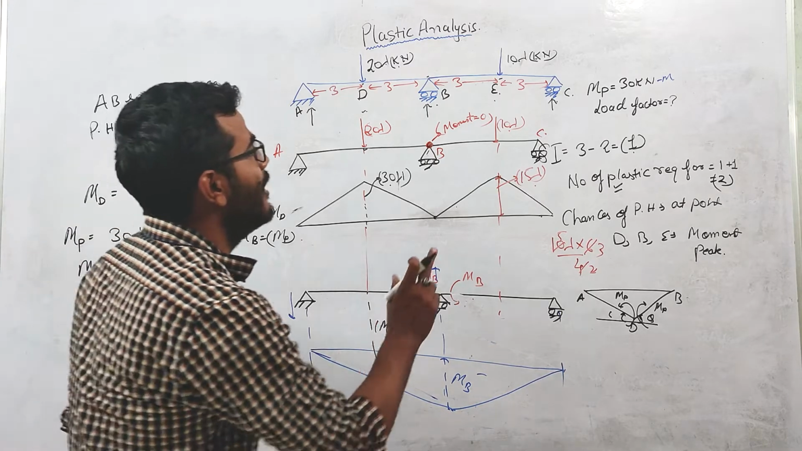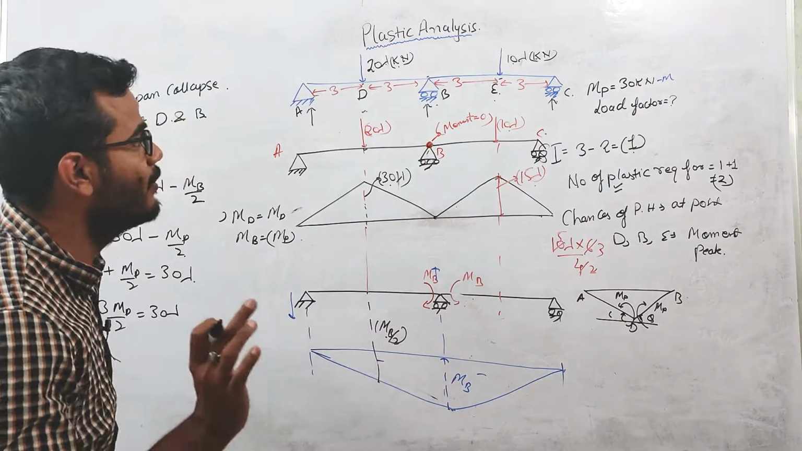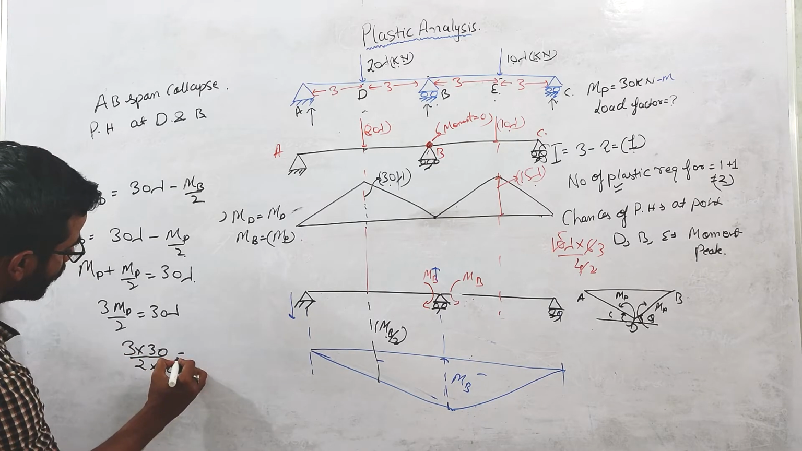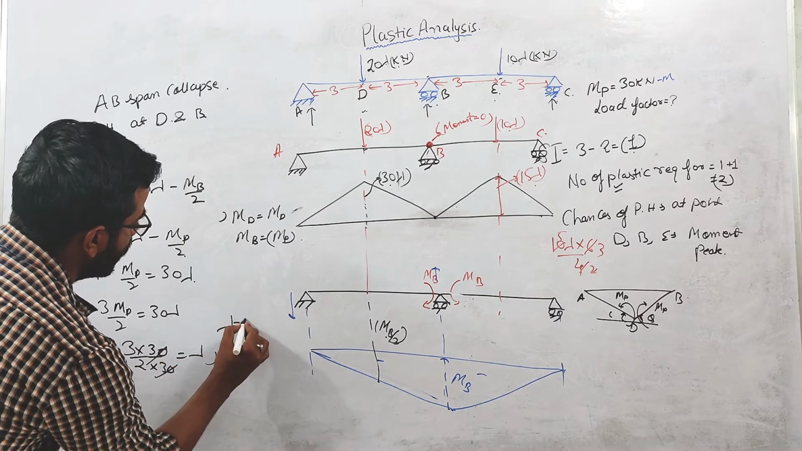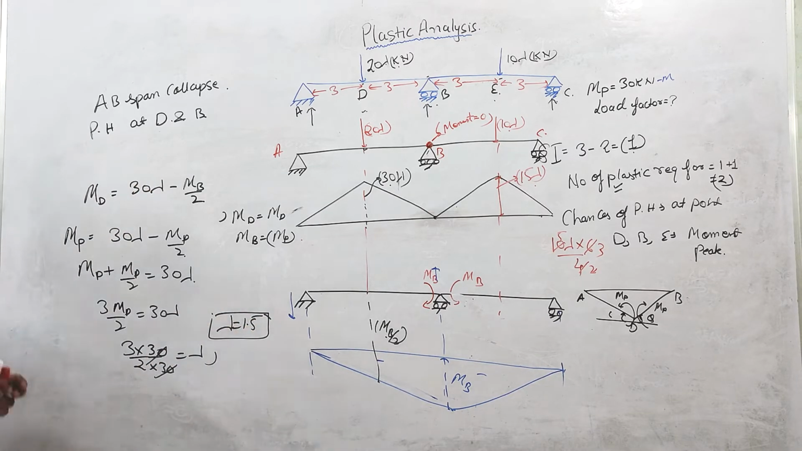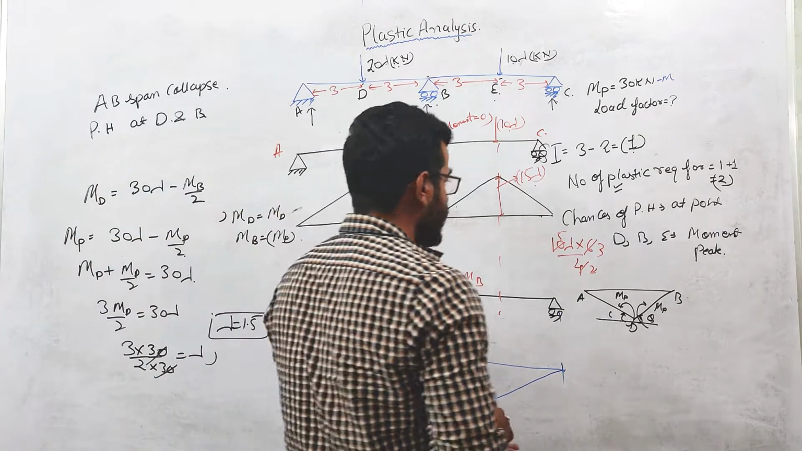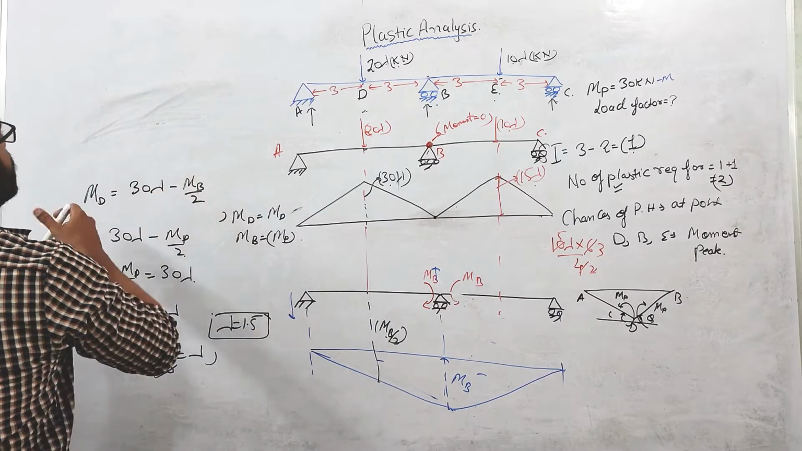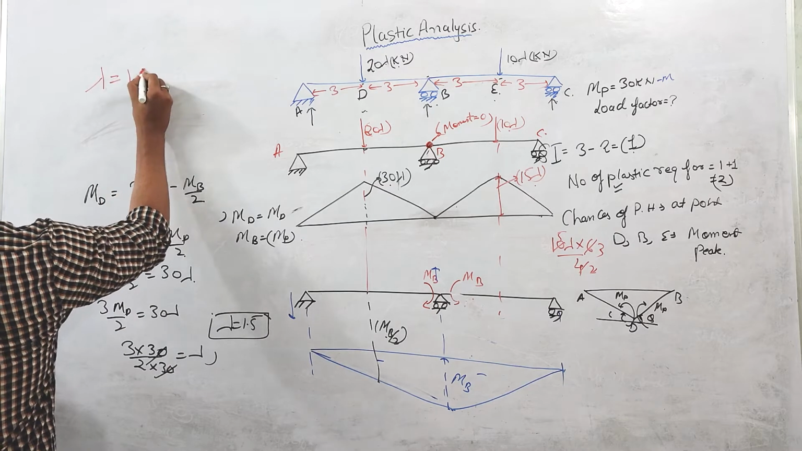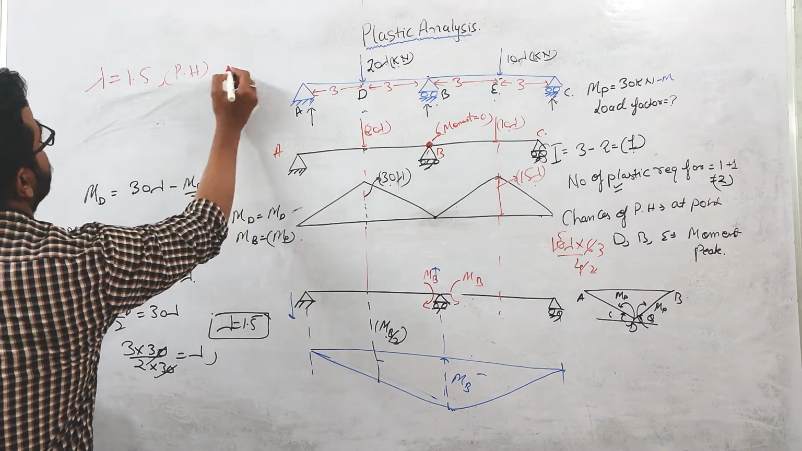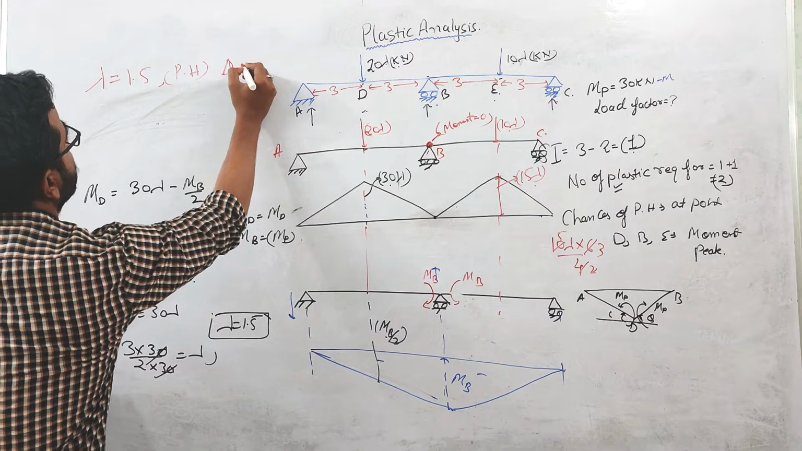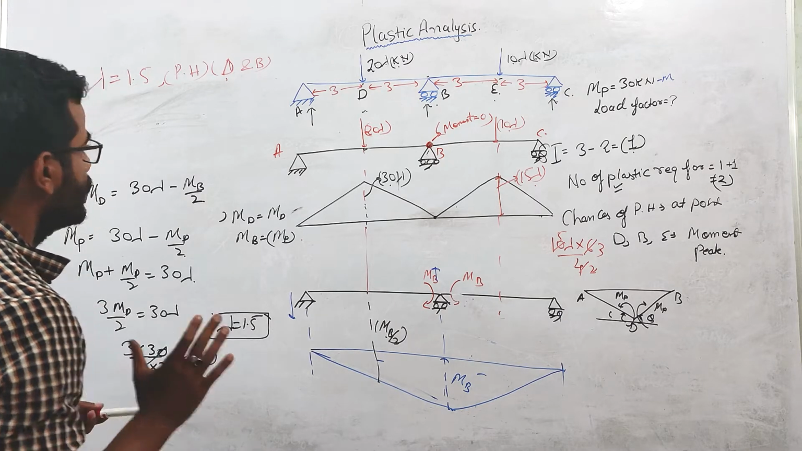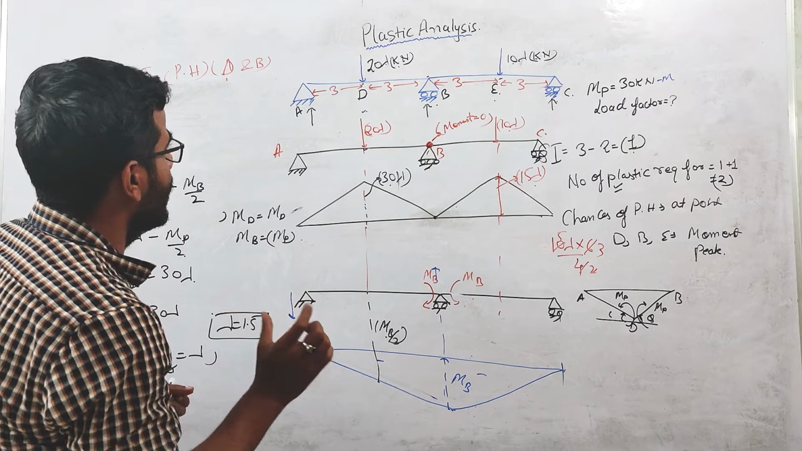Here you can see that the MP value is given as 30 kilonewton meter. So I can write 3 into 30 over 2, divided by 30, equals lambda. So lambda comes out to be 1.5. So the value of lambda is 1.5 when plastic hinges are formed at D and B. This is the first case, when we have assumed that our span AB is collapsing.